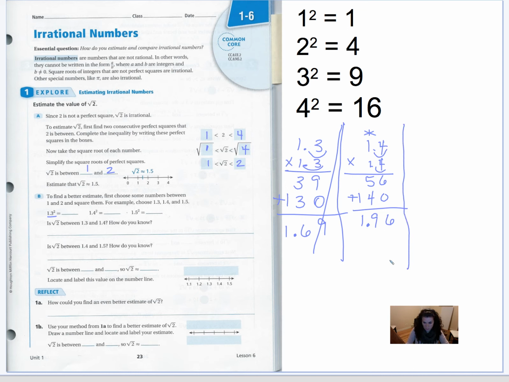Okay, now we're still not at 2 yet, so let's try the next number, which was 1.5 squared. 5 times 5 is 25. 5 times 1 is 5, plus 2 is 7. Put the 0. 1 times 5 is 5. 1 times 1 is 1. Add these up.